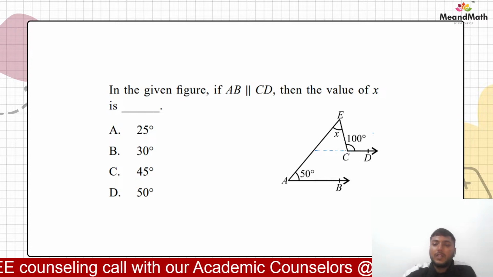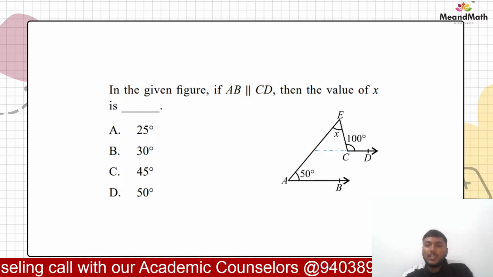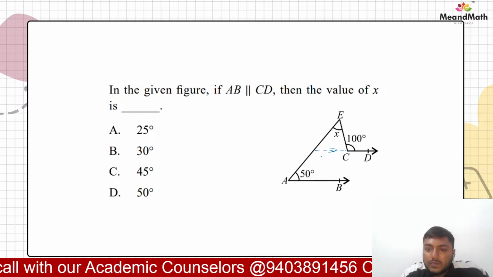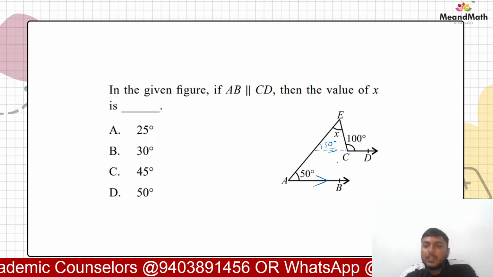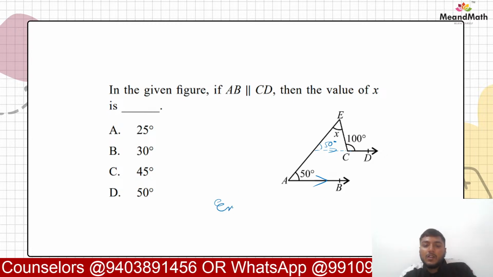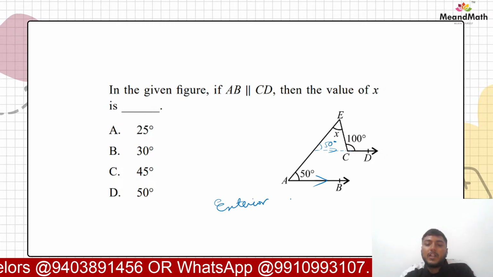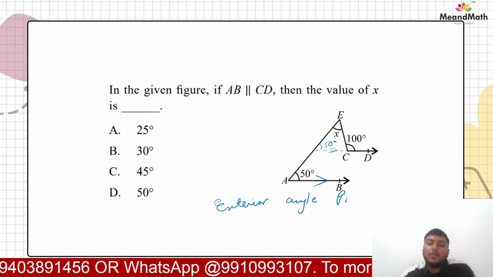If A is 50, right? AB is parallel to CD. If we produce CD, this will still be parallel to AB, right? So this angle would be 50, and we can easily apply what? Exterior angle property, right?